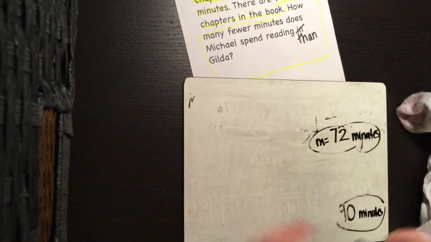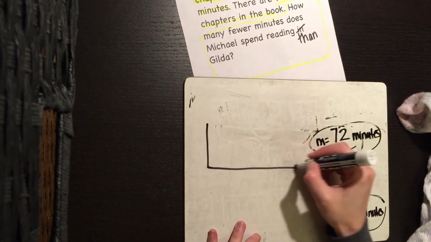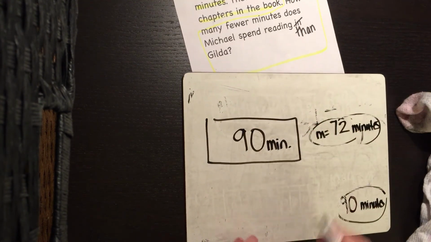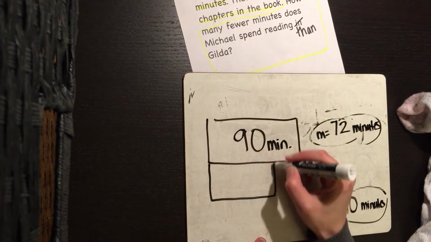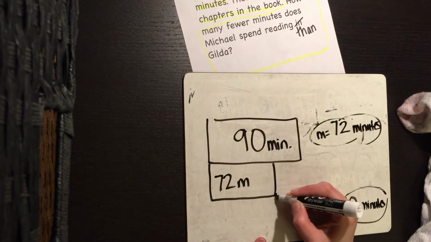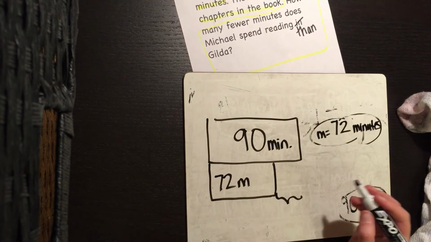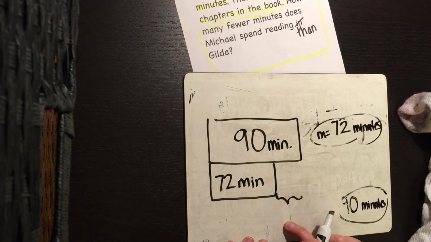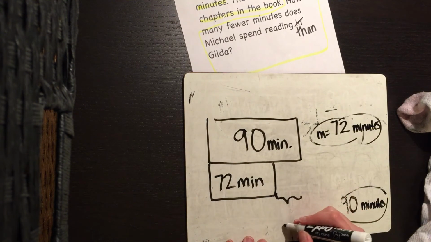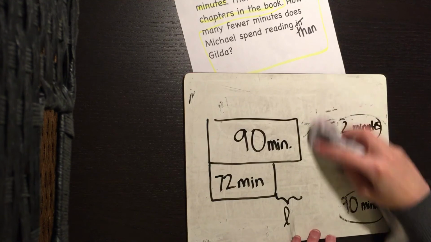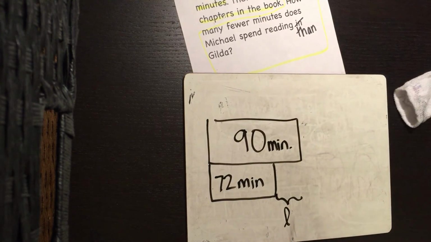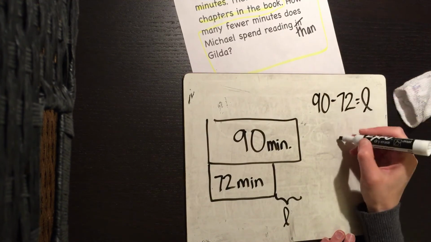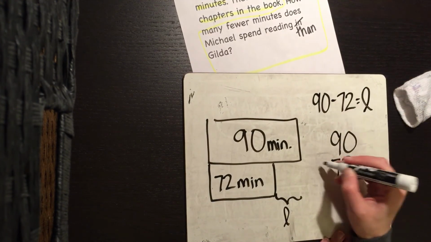So let me go ahead and draw a picture. Gilda was 90 minutes and Michael was 72 minutes, and my unknown right here, I'm going to make it maybe like an L for longer. Oh, and I remember when we do L's in math, so we don't confuse it with a 1, we do a cursive L. So let me go ahead and write my number sentence. 90 minus 72 equals L. I'm going to write them right on top of each other to help me solve.